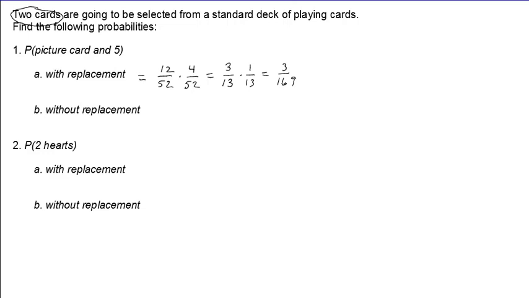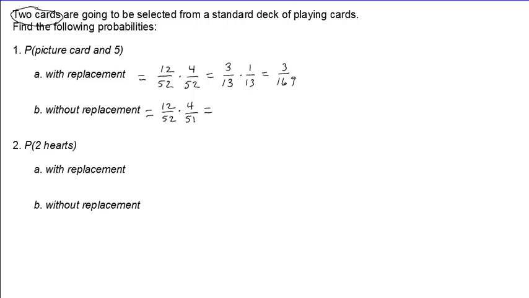Now I'm going to do that same problem without replacement. So I draw the first card, and I draw my picture card, and there are 12 picture cards out of the 52 cards. That does not change from the first problem. Here's what does change. Whatever card I have just chosen, I am not putting back in the deck. So now when I find the probability of a 5, there are still 4 5s in the deck, but now there are only 51 cards. So the probability has changed.